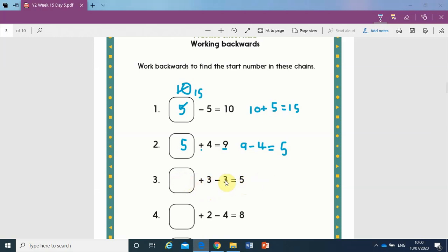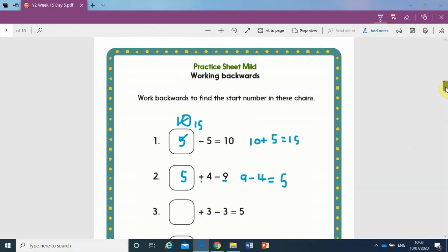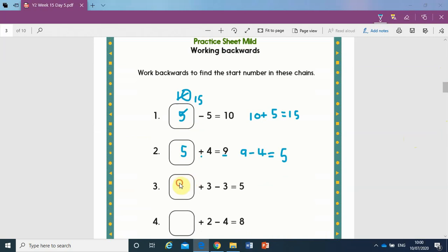Add 3, take... so how could I work that out? Something, add 3, take 3 is 5. Well, we know from earlier on, and our learning here, that if we add the same number and take away the same number, we end up with that number. So 5, add 3 is 8, take away 3 is 5. Don't want to do them all for you, but they do take a little bit of thinking.